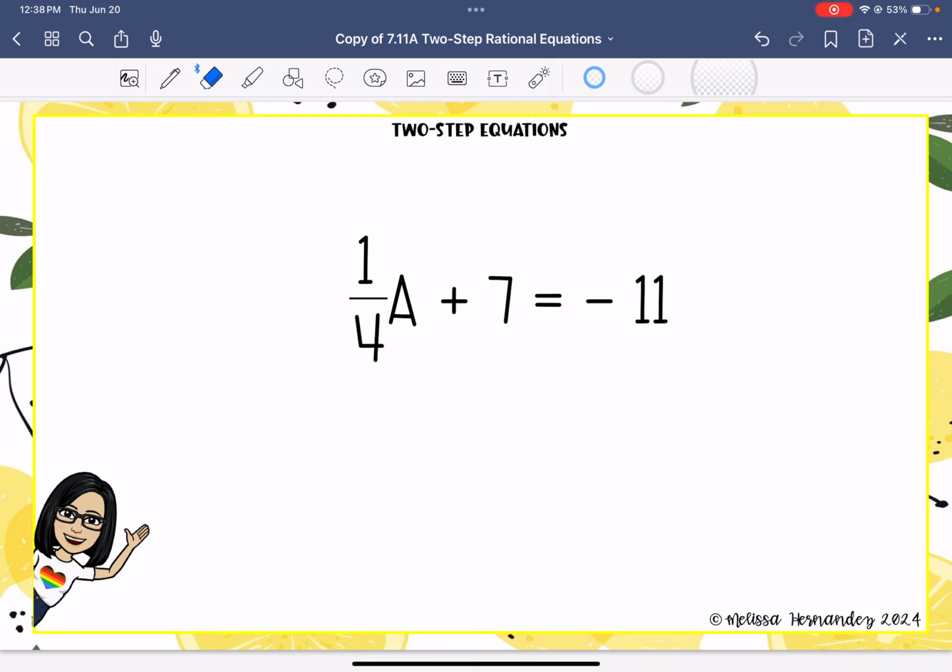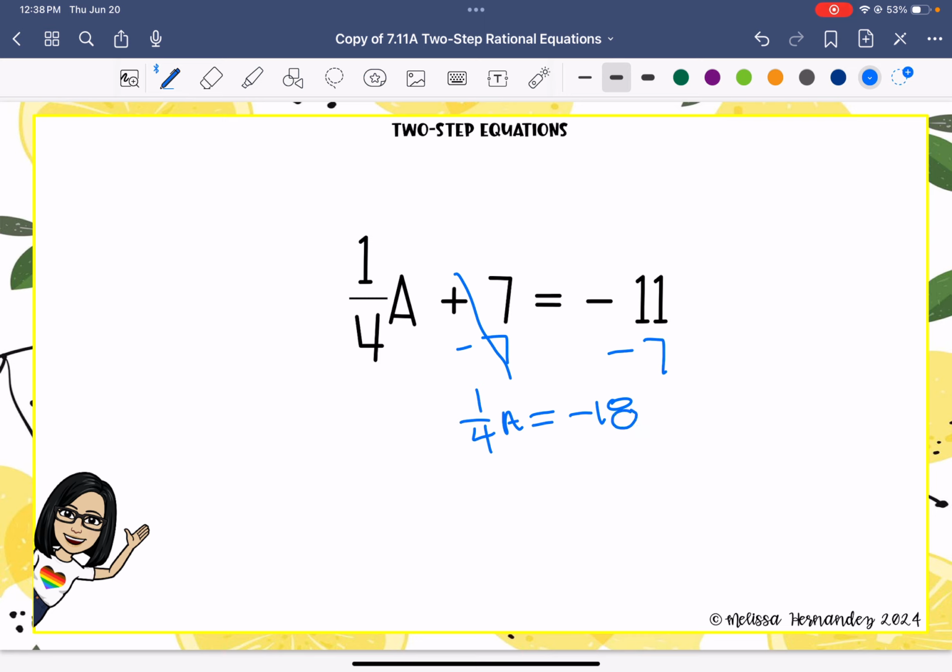-11. So whatever's on the left side of the equals, it's equal to the right side. So I would like to solve for A, so I got to use inverse operation to undo anything that's in the equation. So it says plus 7, that means I have to subtract 7. Not but one side, but both sides. So my new one-step equation, 1/4 times A, or of A, is equal to -18.